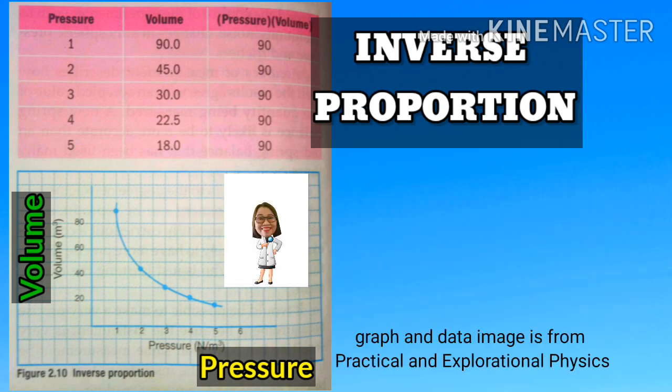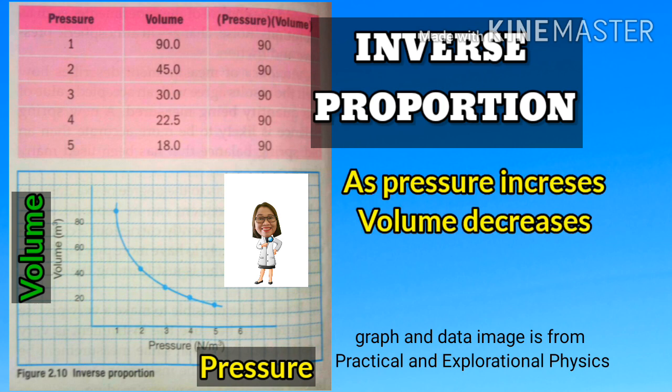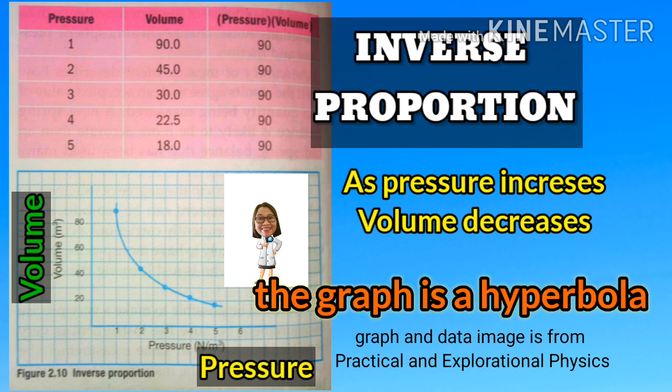You will notice that from this graph, as the pressure increases, the volume decreases. The product of pressure and volume gives you a constant result, and then the graph is not a straight line but a hyperbola. The relationship is described as inversely proportional.